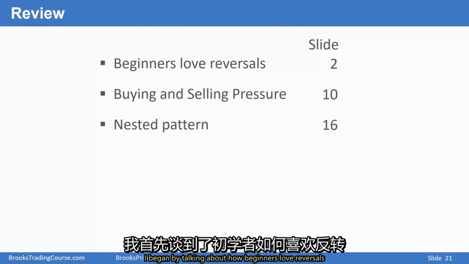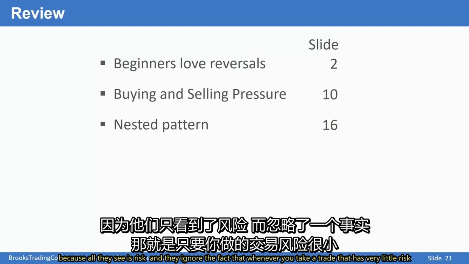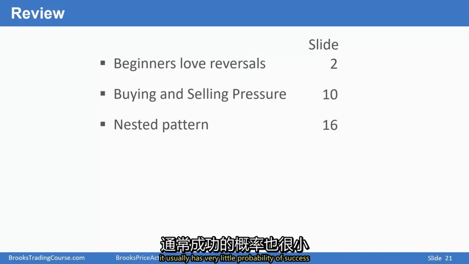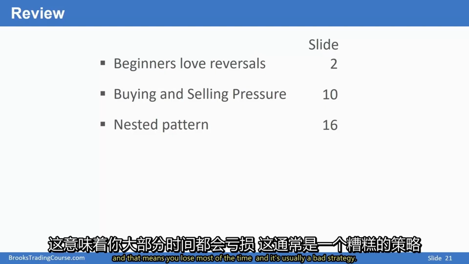I began by talking about how beginners love reversals because all they see is risk, and they ignore the fact that whenever you take a trade that has very little risk, it usually has very little probability of success, and that means you lose most of the time, and it's usually a bad strategy.